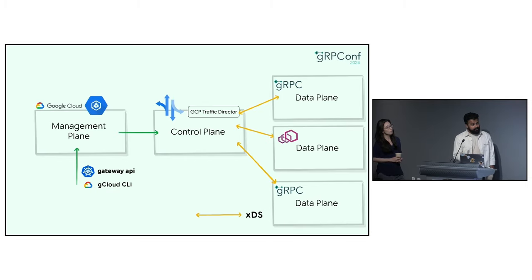Now, here's another example, which you would set up in a Google Cloud Platform universe. You could use Gateway APIs to configure the GKE management plane or use gcloud commands. And the management plane would then push the configuration to Traffic Director, which is the xDS-managed control plane provided by Google Cloud Platform.